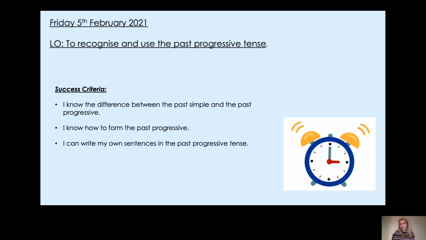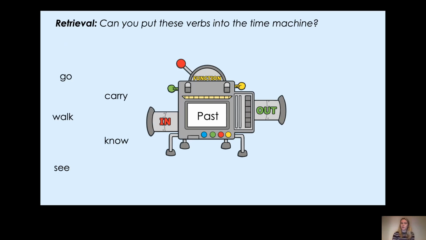But before we look at the past progressive tense, I just want to do a retrieval activity to see how much you can remember about the past simple. So here are some verbs. We've got go, walk, see, carry, and know. And then we've got a time machine. Now we want to take these verbs back in time and change them into the past tense, okay? So could you pause the video now and have a go at changing these verbs into the past tense?